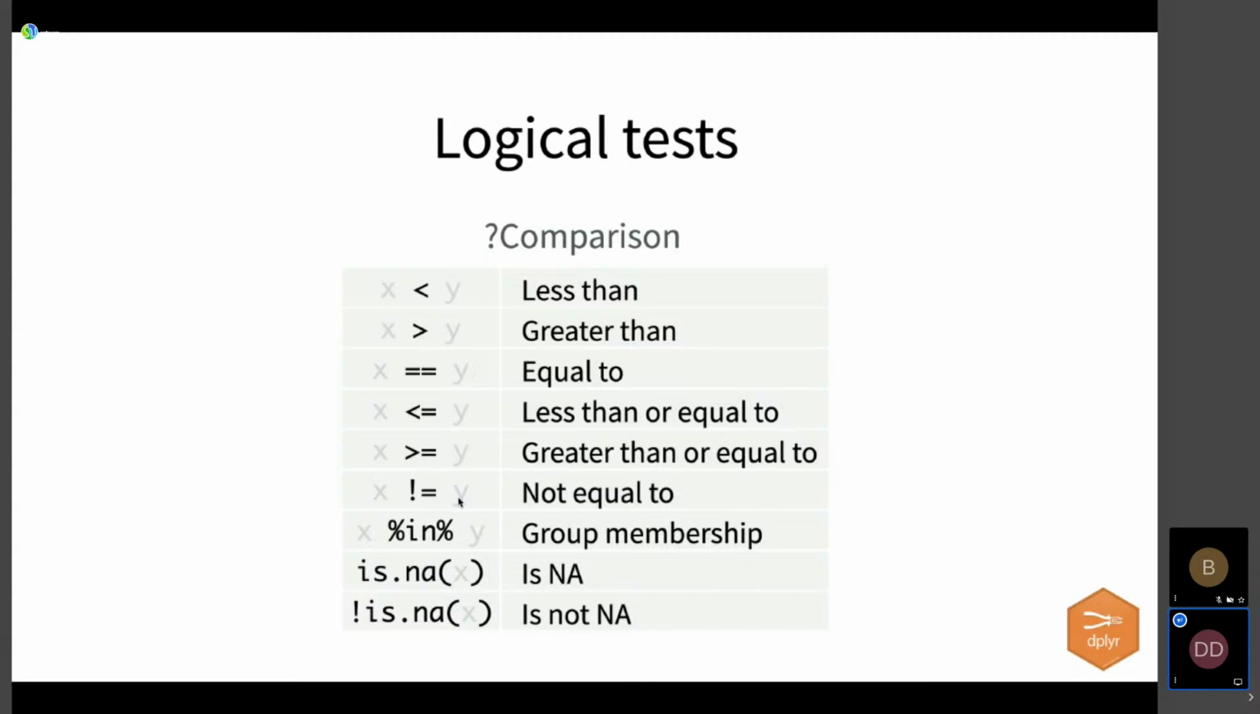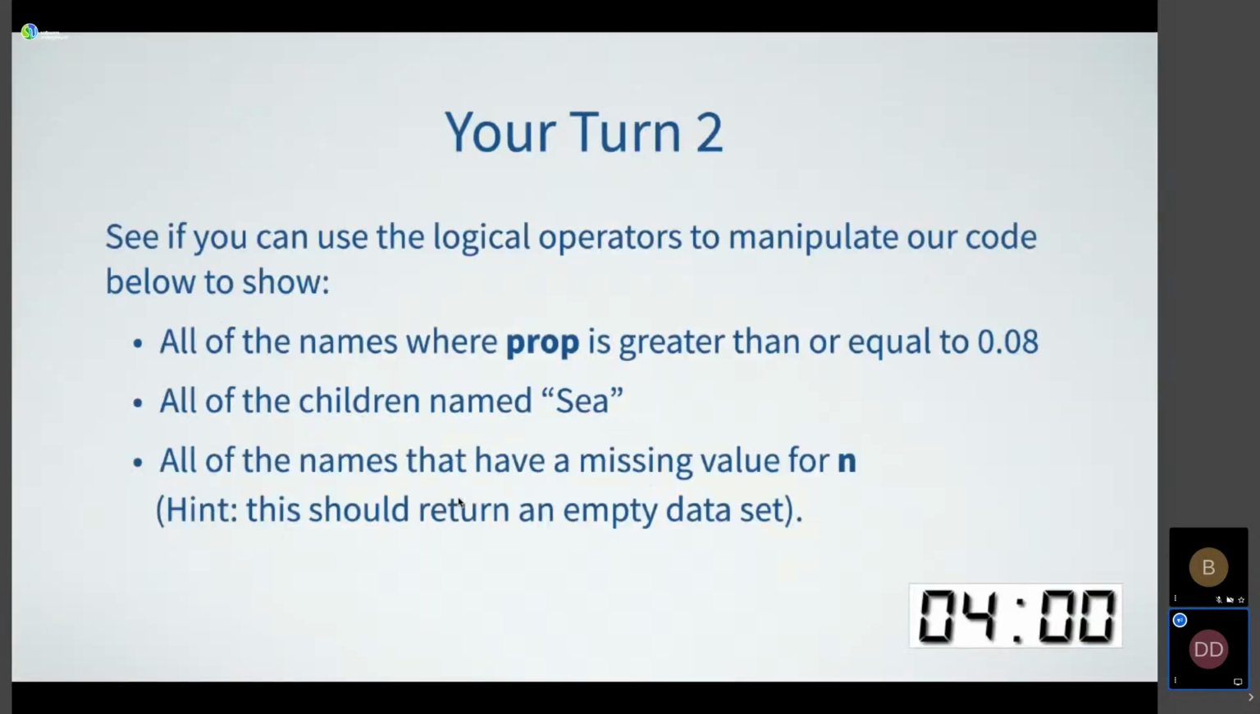So these are common functions that you're going to use within filter because they are going to test the columns in your data for some condition, and anytime that condition is true, then you're going to keep that row.